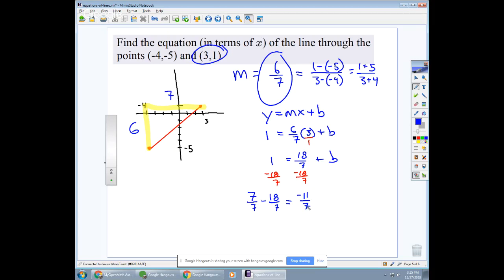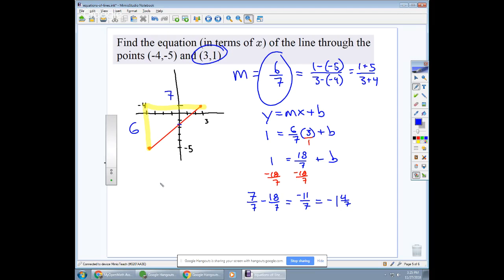Well, let's see. 7 goes into 11. It's a negative. So -1 and 4/7. 4/7 is close to a half. So that's believable here. I believe that's -1 and 4/7. Looks okay on my picture.